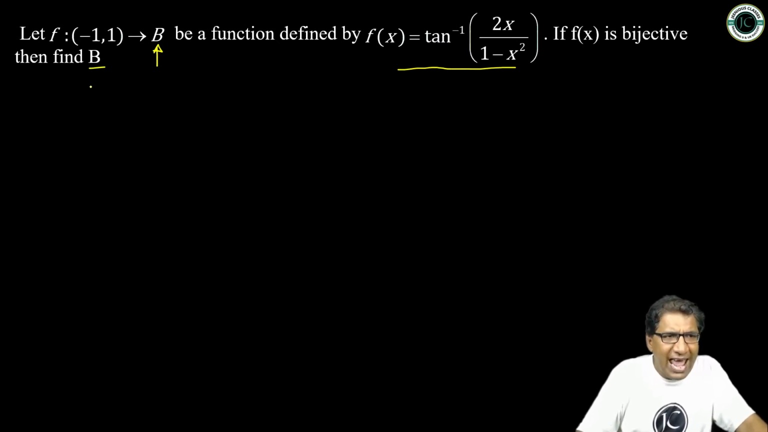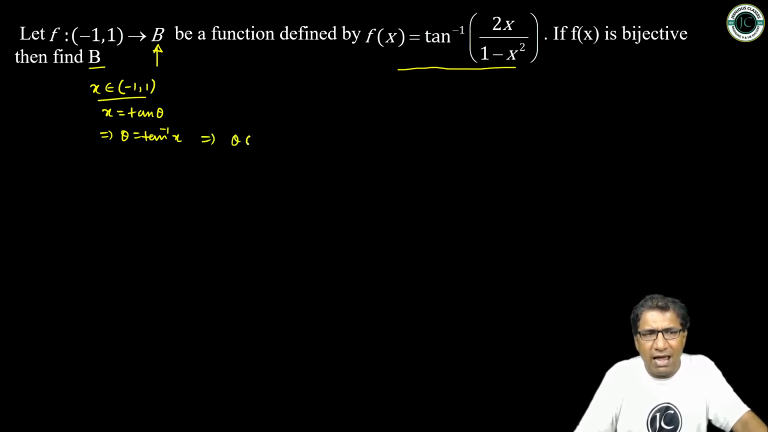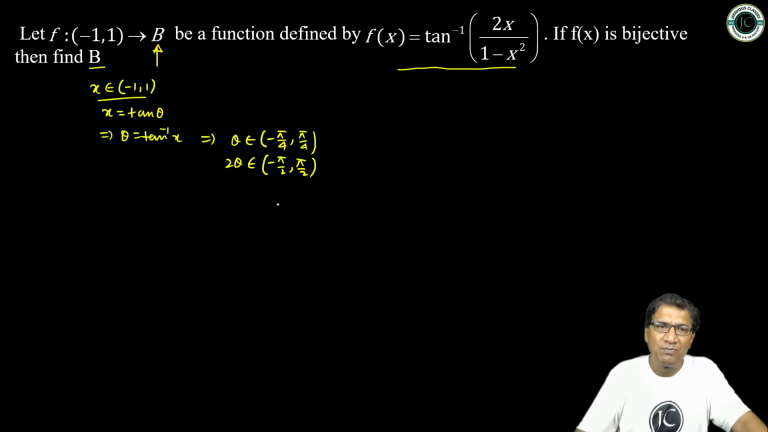Okay, चलो, x belongs to -1 से 1. Let us assume x is equal to tan theta. मतलब क्या हुआ? theta is tan inverse x. Now, as x belongs to -1 to 1, that implies your theta belongs to -pi/4 से pi/4. मतलब 2 theta will belong to -pi/2 से pi/2, right?